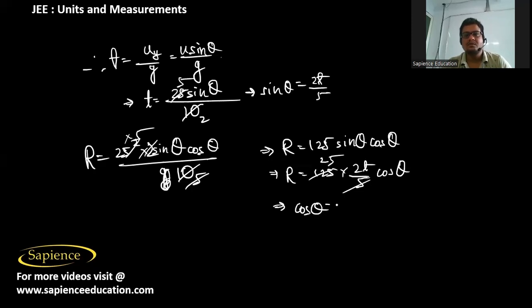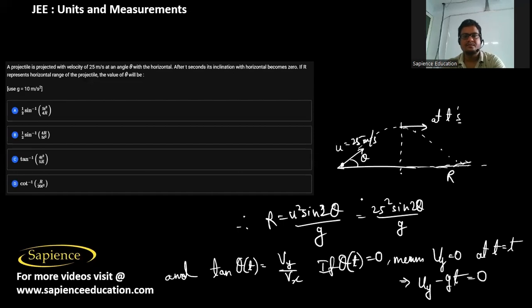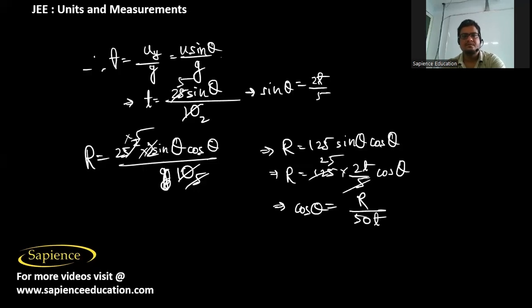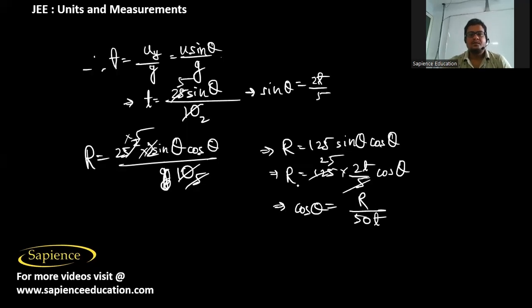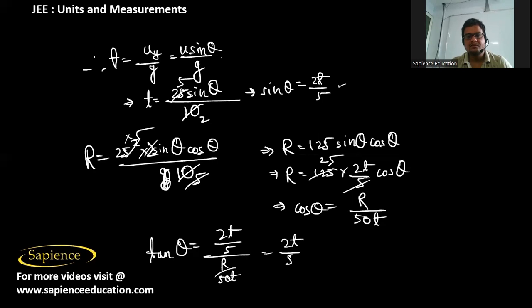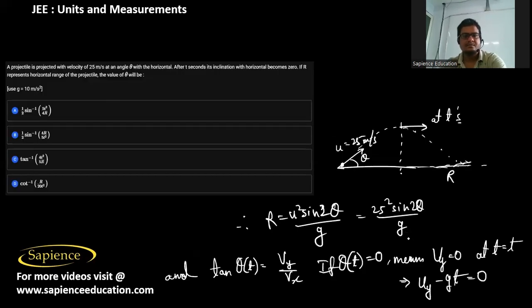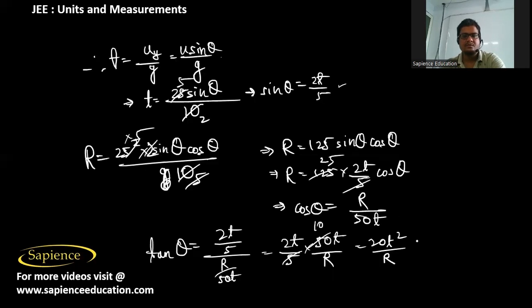It means cos theta will be equal to r by 50t. Therefore, if we divide these two, then we will get tan theta. Tan theta will be equal to 2t by 5 divided by r by 50t. This will be 2t by 5 into 50t by r. 5 tens are 50, so that is 20t square by r.